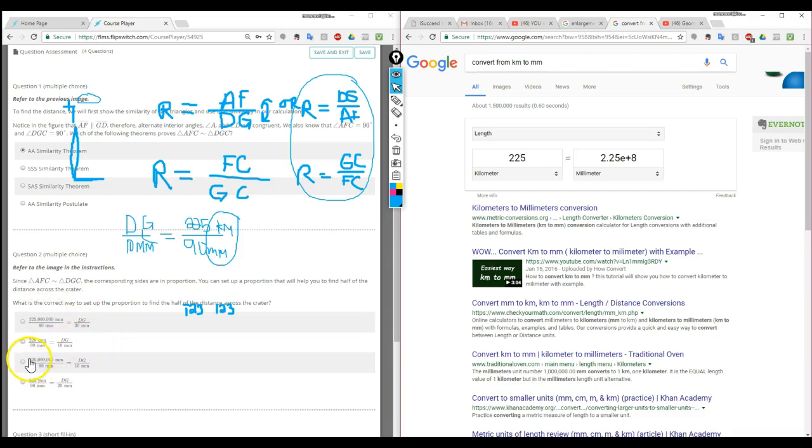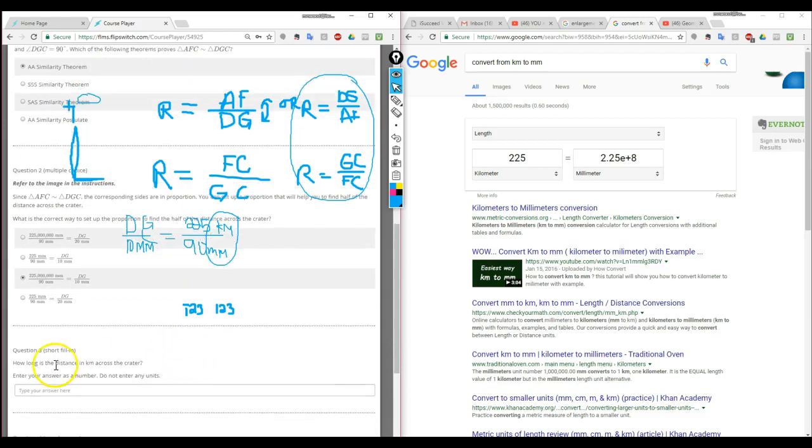And then we're looking for our third option. So the second option wasn't correct because 225 millimeters is not correct. It's kilometers. So then we have 225 million millimeters over 90 millimeters equals DG over 10 millimeters. That was our ratio. And it's okay if they're on opposite sides. It's an equal sign, so we can move those across. How long is the distance in kilometers across the crater?